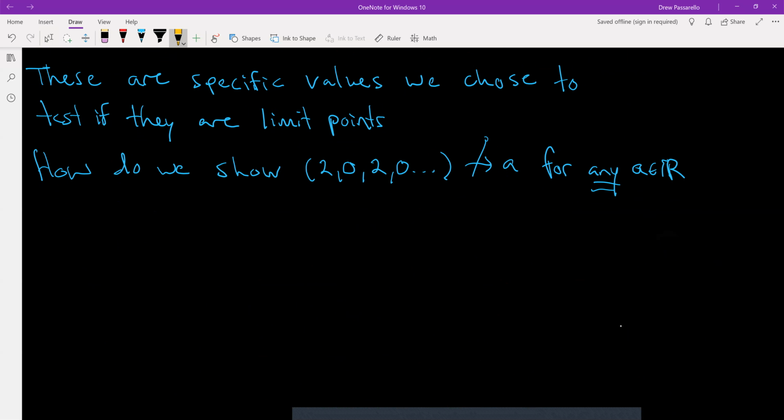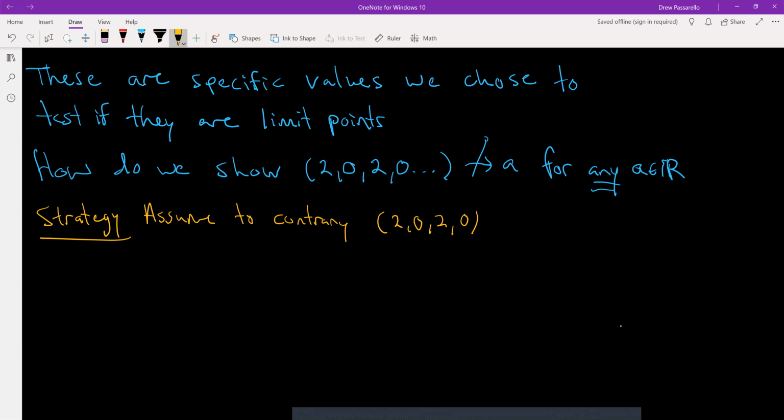So for the strategy, I'm going to assume, for the sake of contradiction, that it does converge. So let's say it converges to some value a. Okay, so we're going to assume to the contrary that it does converge to some value a. Well, what does that mean?